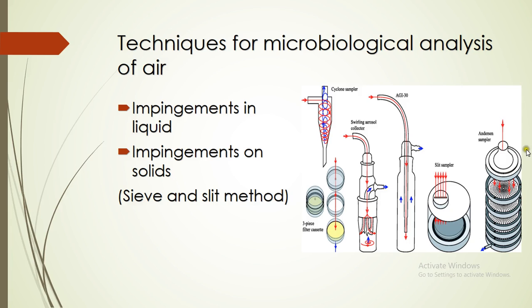We have a slit device also. The air is drawn through this slit. This is a slit sampler. Air is drawn through a very narrow slit onto a petri dish containing agar medium. Here this is the petri dish which contains agar medium. The slit is approximately the size of the petri dish, and the petri dish is rotated at a particular speed under the slit, and one complete turn is made during the sampling operation.